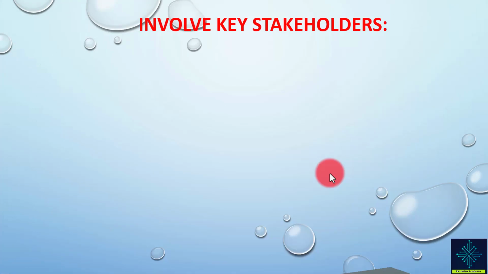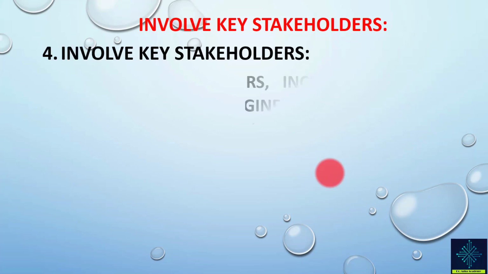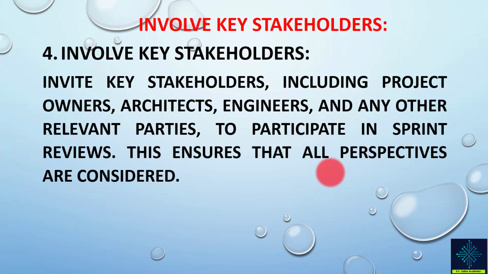And then we also have to involve the key stakeholders. We all know that the involvement of stakeholders is very important. The feedback we get from stakeholders is very important for us to progress in our project and to reach the point where we feel that our project is really successful, because in the end, who judges the success is the stakeholders, especially the key stakeholders. So we have to invite key stakeholders, including project owners, architects, engineers, and any other relevant parties to participate in sprint reviews. This would ensure that all perspectives are considered.